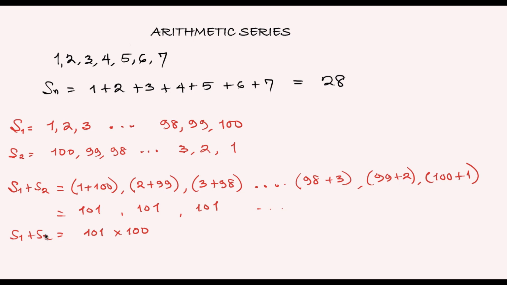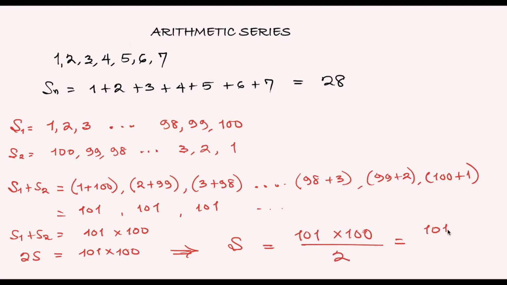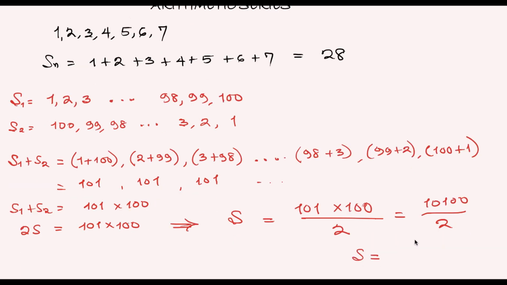But don't forget that these two S's are the same. So S1 plus S2 is simply equal to 2S. And this is equal to 101 times 100. So essentially what we're saying is that for S, we have 101 times 100 divided by 2. And so this is equal to 10100 divided by 2. So the series of this sequence is going to be equal to 5050. Now that's a shortcut that works.